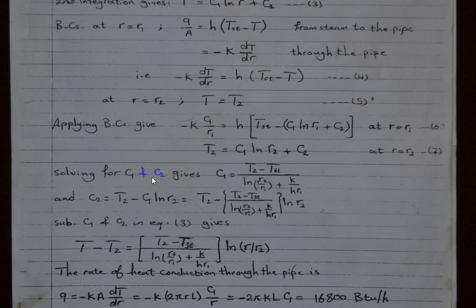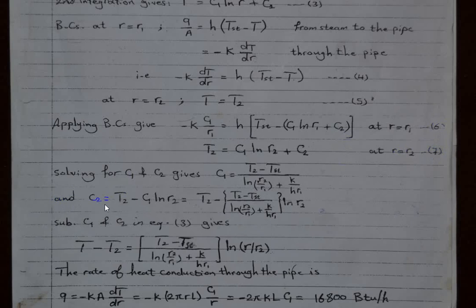Here is the extraction of both C1 and C2, the integration constants. As indicated, this gives C1 equals T2 minus T steam over ln R2 over R1 plus K over HR, as you can see. This is C1, the answer for solving for C1 and C2 by the following stipulated equations, as you can see in front of you, or by following the upward equations 6 and 7.